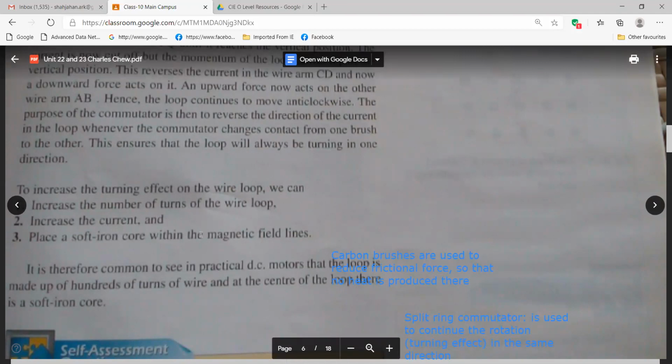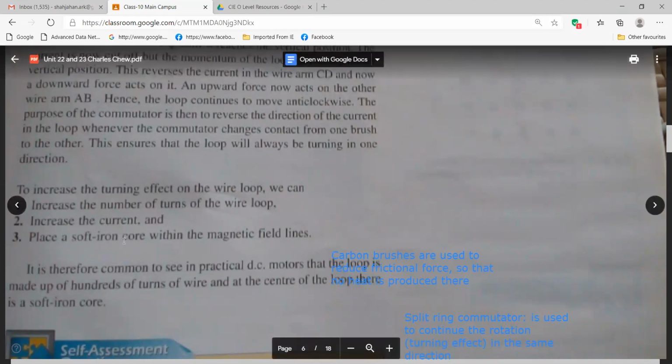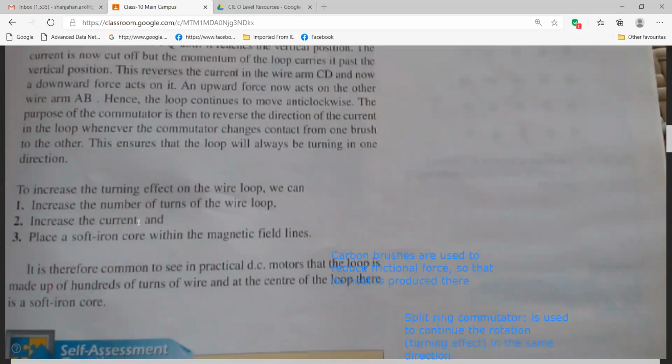Place a soft iron core within the magnetic field lines. Do you want to write all? Write 1 and 3. To increase the turning effect of the wire loop, you write: increase the number of turns, then place a soft iron core within the magnetic field lines.